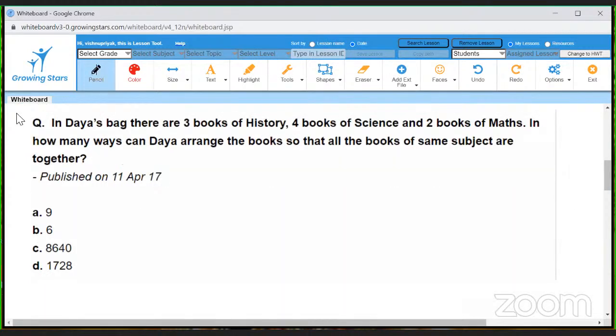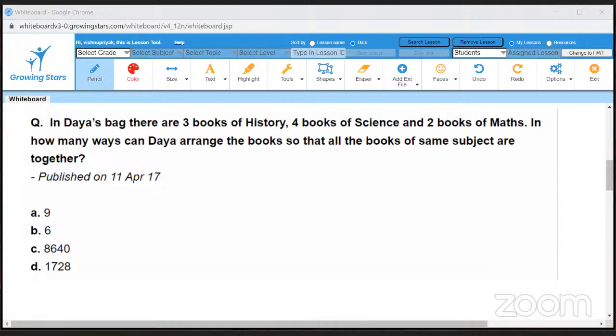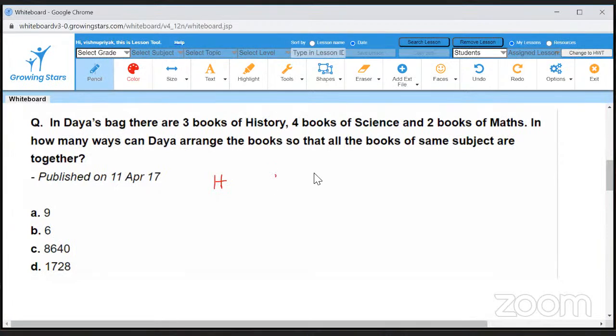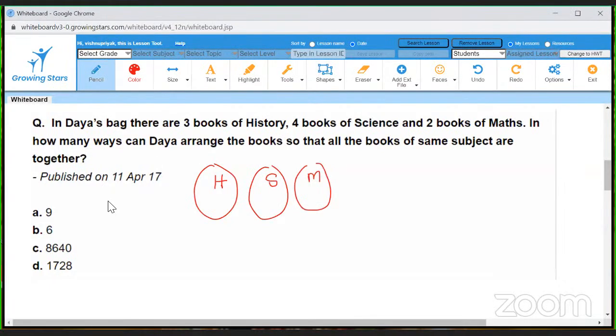In Daya's bag, there are 3 books of history, 4 books of science, and 2 books of maths. In how many ways can Daya arrange the books so that all the books of the same subject are together? So total, there are 3 types of books. One is history, the other one is science, and the third one is maths. So he has to arrange the books like this, all the same subjects coming together.